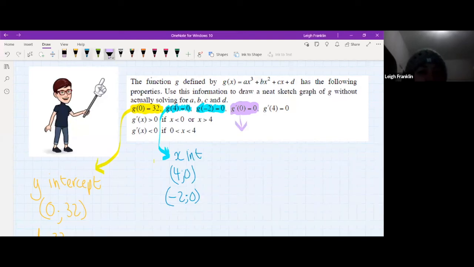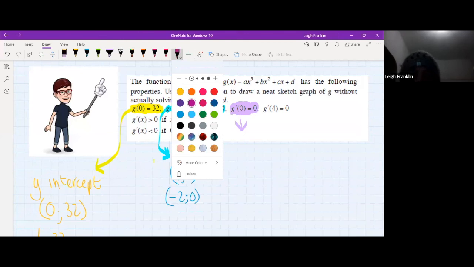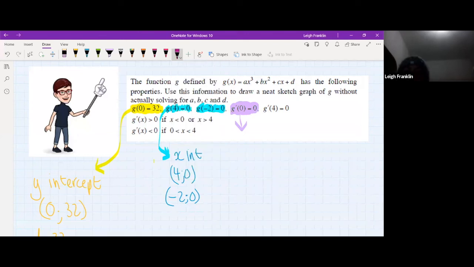I don't have a purple pen right now. Let me find purple. Okay. So what this means is that the gradient is 0 where X is 0. The measure of the gradient is this one. That's the measure of the gradient is 0. This is the value of X where it happens.